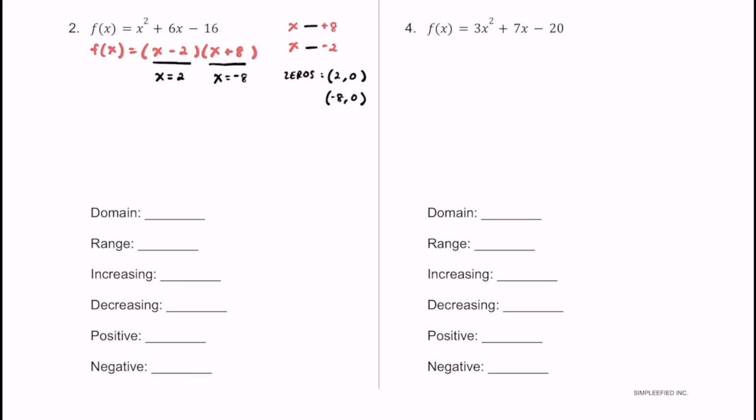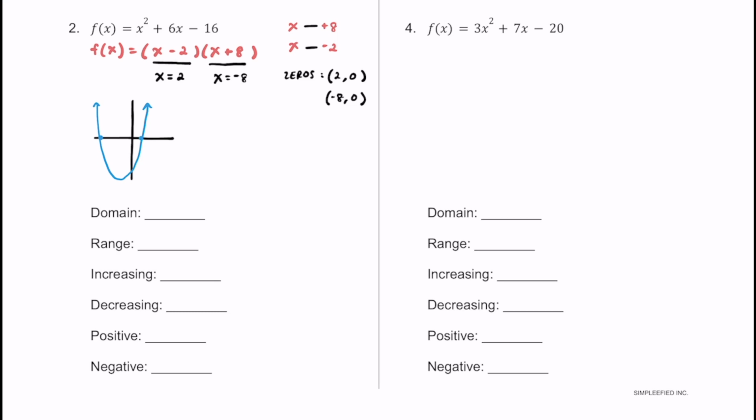Just making a really rough sketch here. Let's see what this would look like. Here's our x-axis and our y-axis. Positive 2 would be maybe somewhere like here, and negative 8 would be over here. And just a rough sketch, since a is equal to 1, we know it's going to open upwards. And our function is going to look something like this, just a rough sketch.